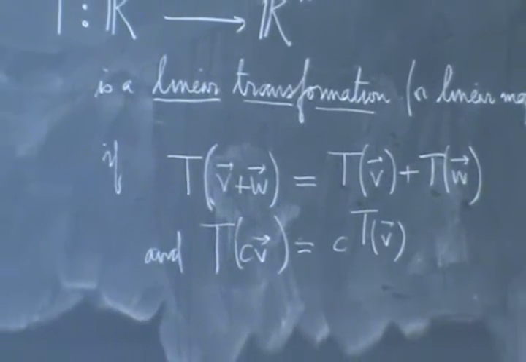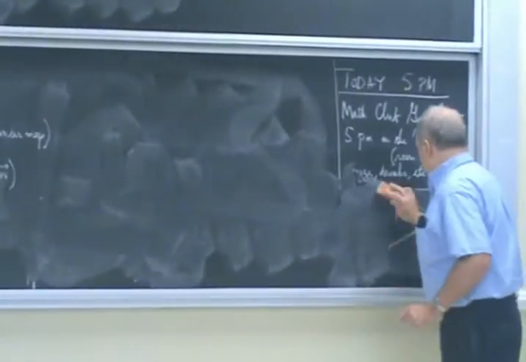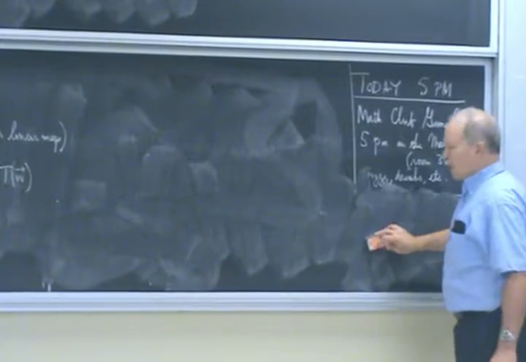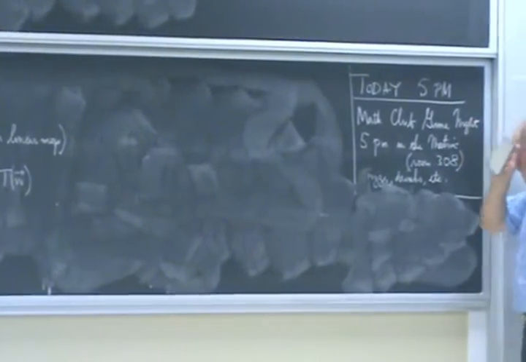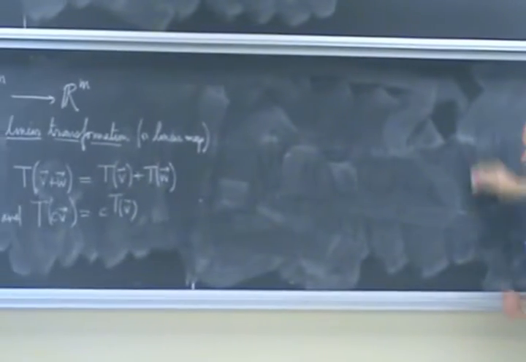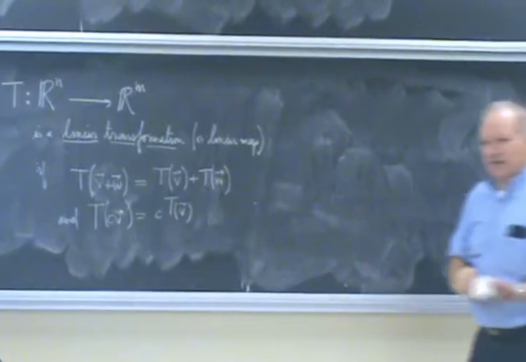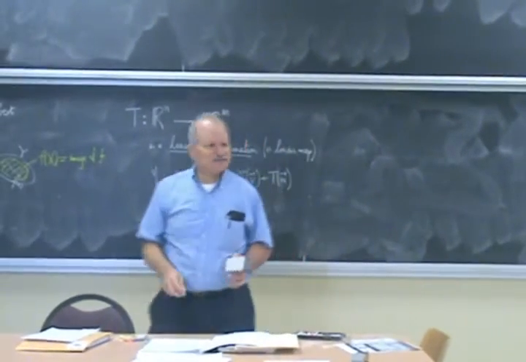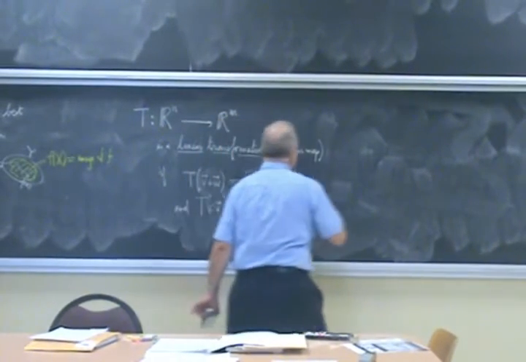Before I erase this, Math Club is having their opening event. You're all invited tonight at 5 p.m. Lots of food and drinks and various games. It's in the Matrix, which is room 308 around the corner. So everyone's invited. Okie dokie.